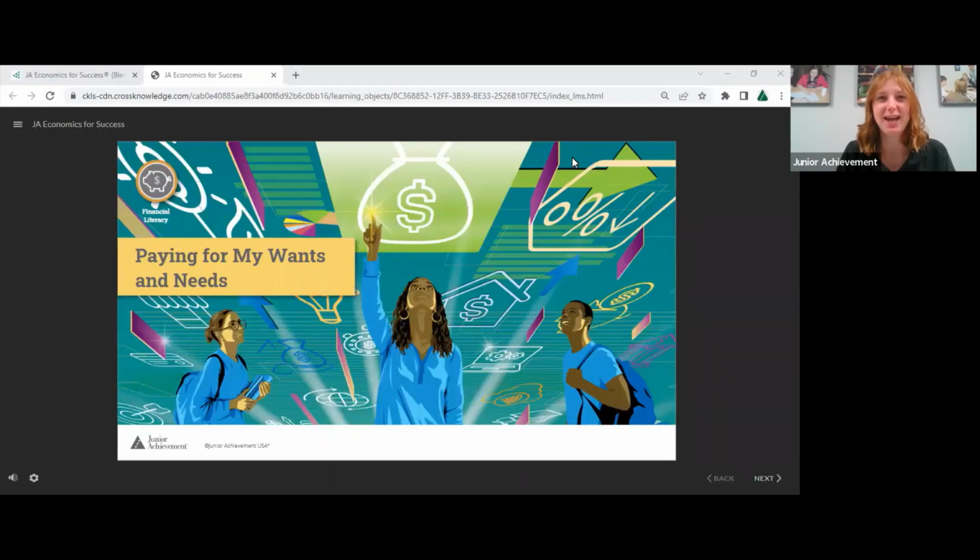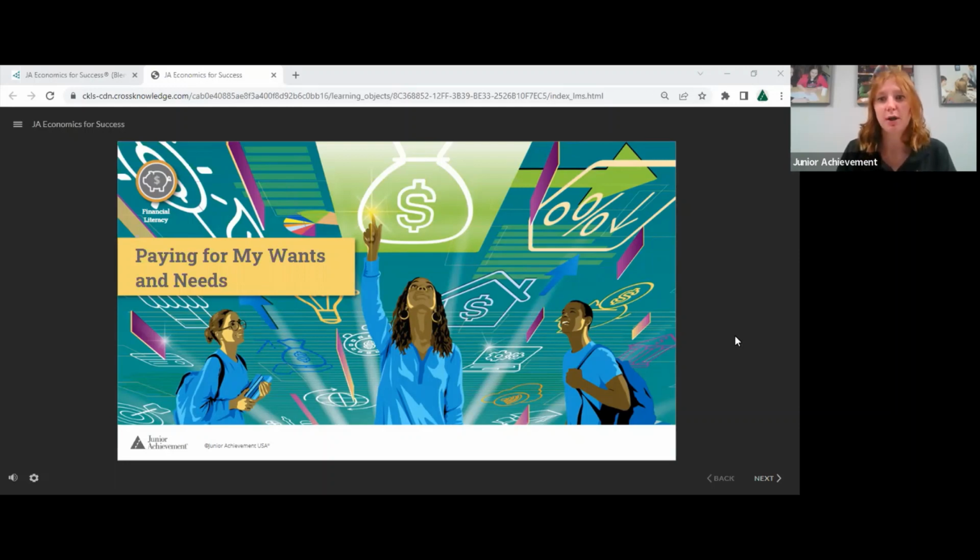Welcome to the JA Economics for Success program, Paying for My Wants and Needs lesson. Today, you're going to need your volunteer guidebook, the student worksheets, and if it's your first lesson, you'll need the table tents, or you should have collected them at the end of your first session, and you can hand them back out for this lesson.